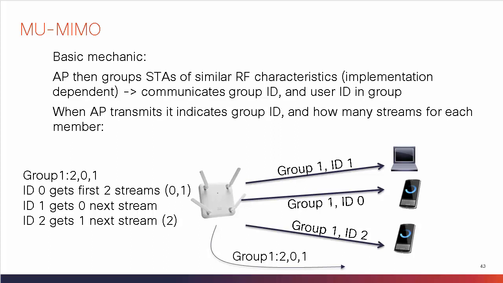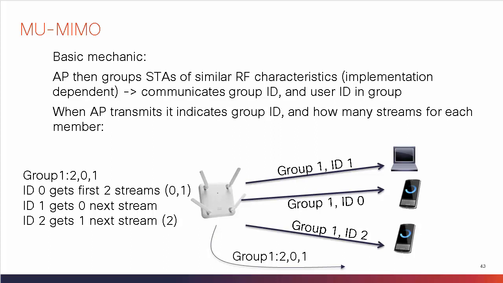And then the AP is going to send in its frames an indicator that will contain the group ID, so the stations know that they are receiving this sequence of frames because it's for their group, and the other stations will know that because it's not their group, they can ignore that frame. And then the access point is going to identify inside the group ID which stream is going to be for whom. The way it's labeled in 11AC is a bit weird.